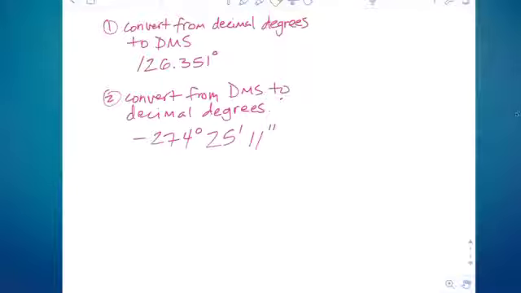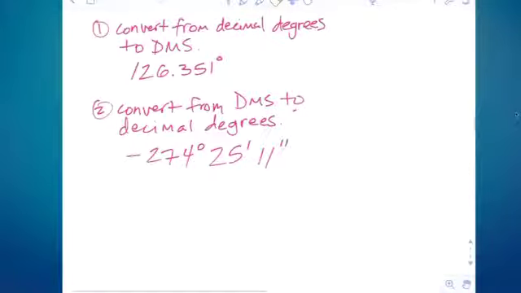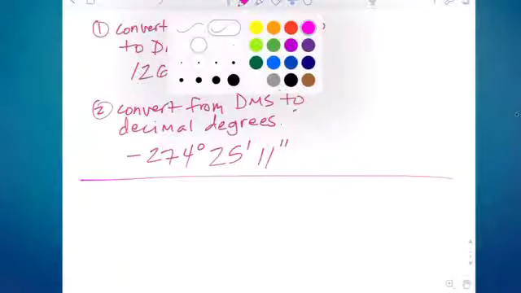And then on number two, we're doing it in reverse. We have degrees, minutes, seconds, and we want to convert it to decimal degrees. Both of them are measures of rotation, and they're both degree measures of rotations. So here's what you'd have to show me then on the quiz.